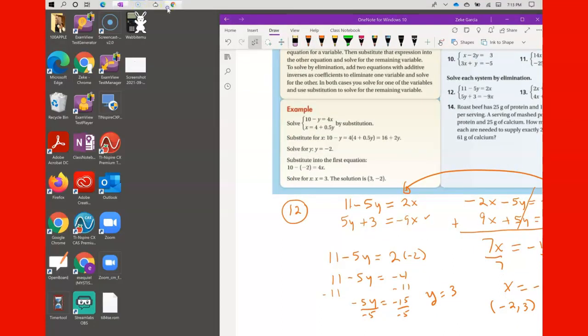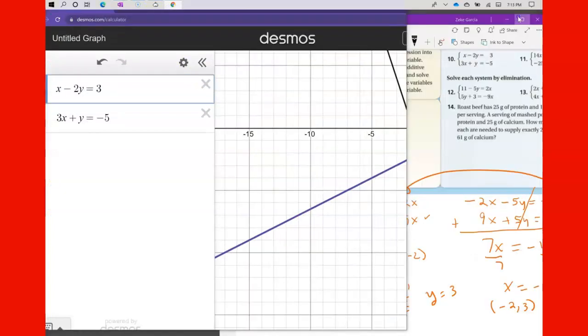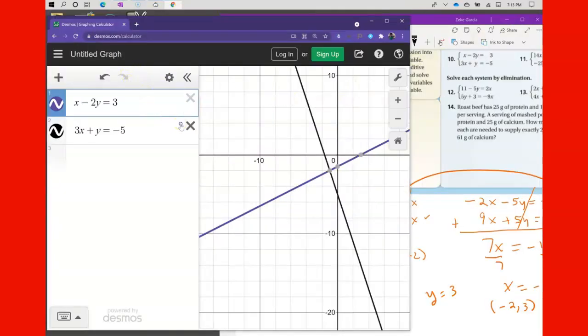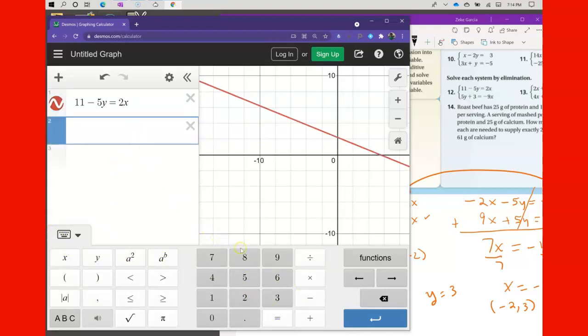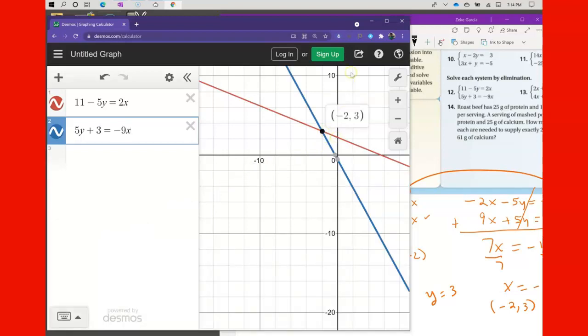Let's go back to Desmos. And we're able to check our answer pretty quickly. Remember, you can just type in the equation the way you see it. So it's 11 minus 5y equals 2x. And then you have 5y plus 3 equals negative 9x. And I think our answer was negative 2, 3.